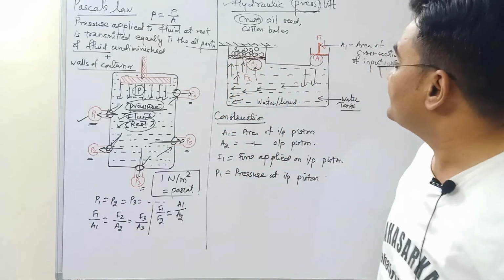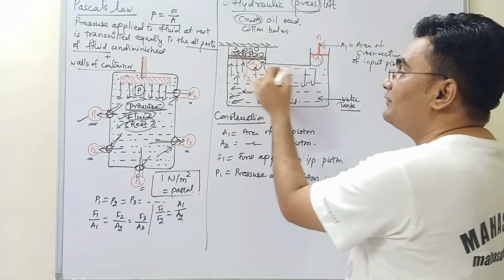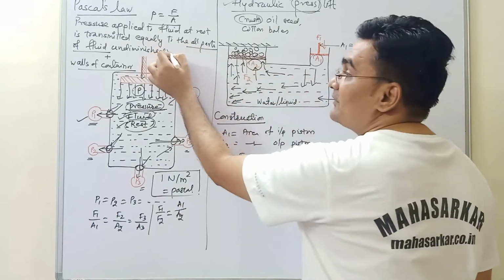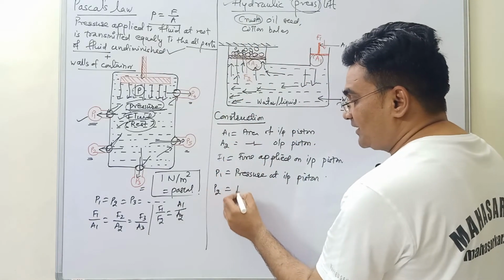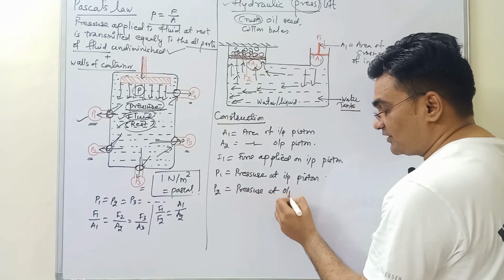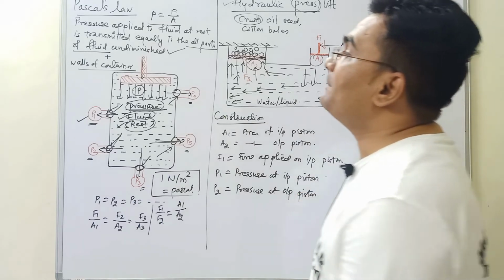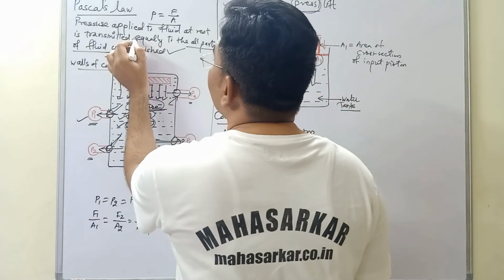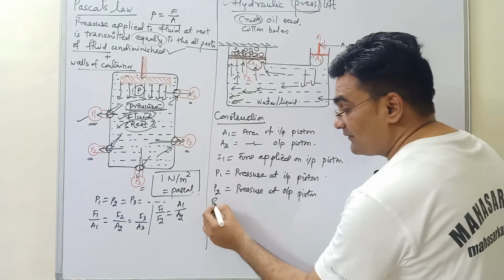So it is going to travel in this direction. That pressure applied to the fluid which was at rest, according to Pascal's law, is going to transmit. So now P2 will be the pressure acting at the output piston. But what Pascal said, that pressure is transmitted equally.